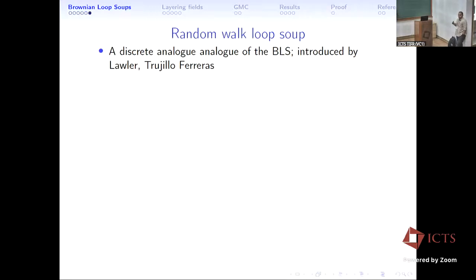Just for this audience, because people like discrete things, there is this thing called random walk loop soup, which is the discrete analog of the Brownian loop soup, and it was introduced by Lawler and Trujillo-Ferreras. Oh, by the way, the Brownian loop soup was obviously introduced by Lawler and Werner, I forgot to mention. One can define an intensity measure, a random walk loop intensity measure. If you have a Poisson point process with that intensity, a realization of that is called the random walk loop soup.